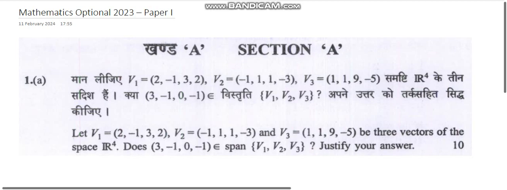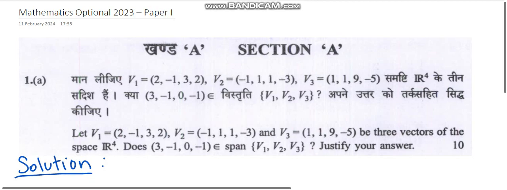Let v1 equal to (2, -1, 3, 2), v2 equal to (-1, 1, 1, -3), and v3 equal to (1, 1, 9, -5) be three vectors of the space R4. We need to find whether the vector (3, -1, 0, -1) belongs to the span of the vectors v1, v2, and v3. Okay, so let's see the solution.